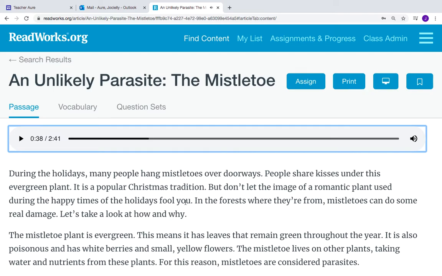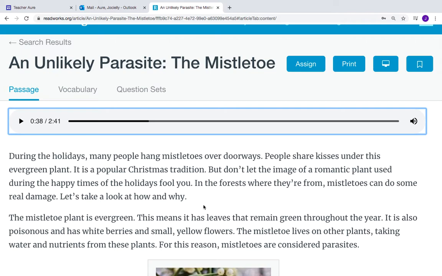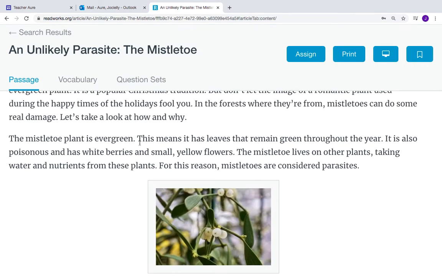So this first paragraph really sets up our purpose for our reading. The author introduced us to the idea of mistletoe being a Christmas ornament or a Christmas tradition where people hang them on doorways so that they can show affection to each other. Now, even though this seems like a loving plant, the author continues to say that it actually is pretty dangerous, that it can cause damage in the forest. So let's find out. And he's telling you that the next part of the story is going to show us how the mistletoe damages the forest.